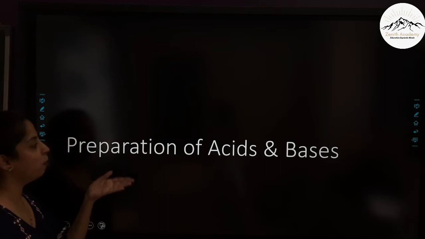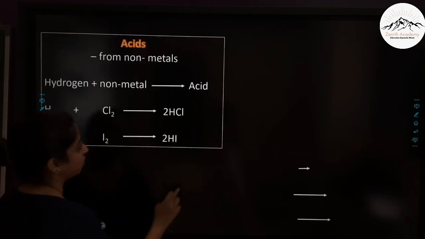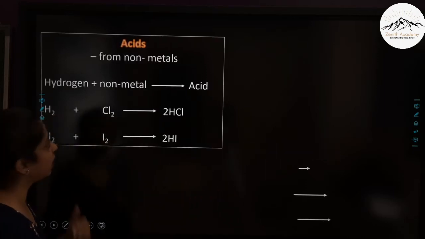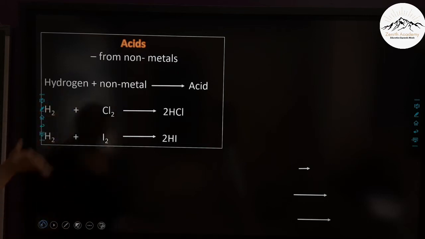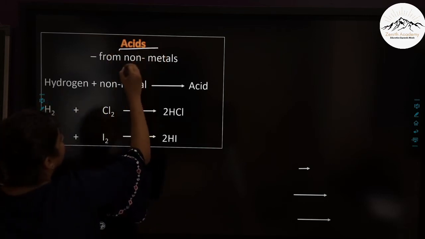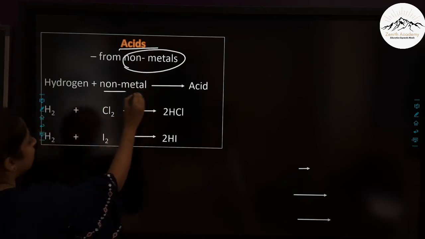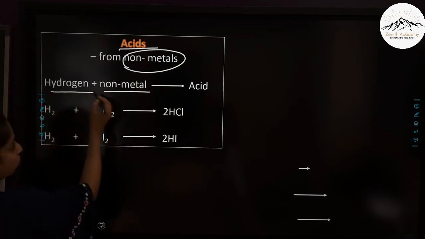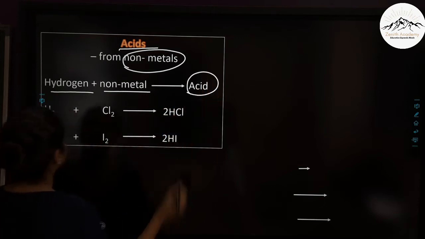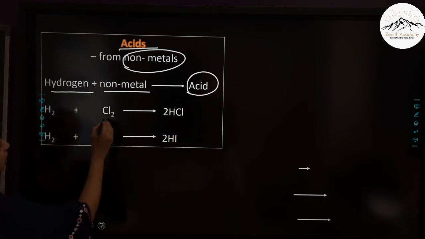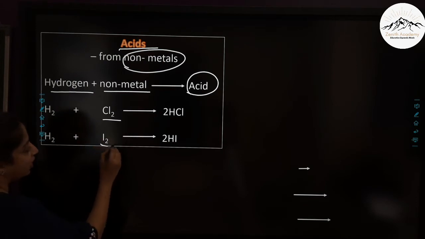So first we'll do preparation of acids and bases. So let's go ahead with acids first. So here you can see that acids can be prepared from non-metals. So if you take a non-metal and react it with hydrogen, you form an acid. So here you can see that chlorine and iodine are non-metals.